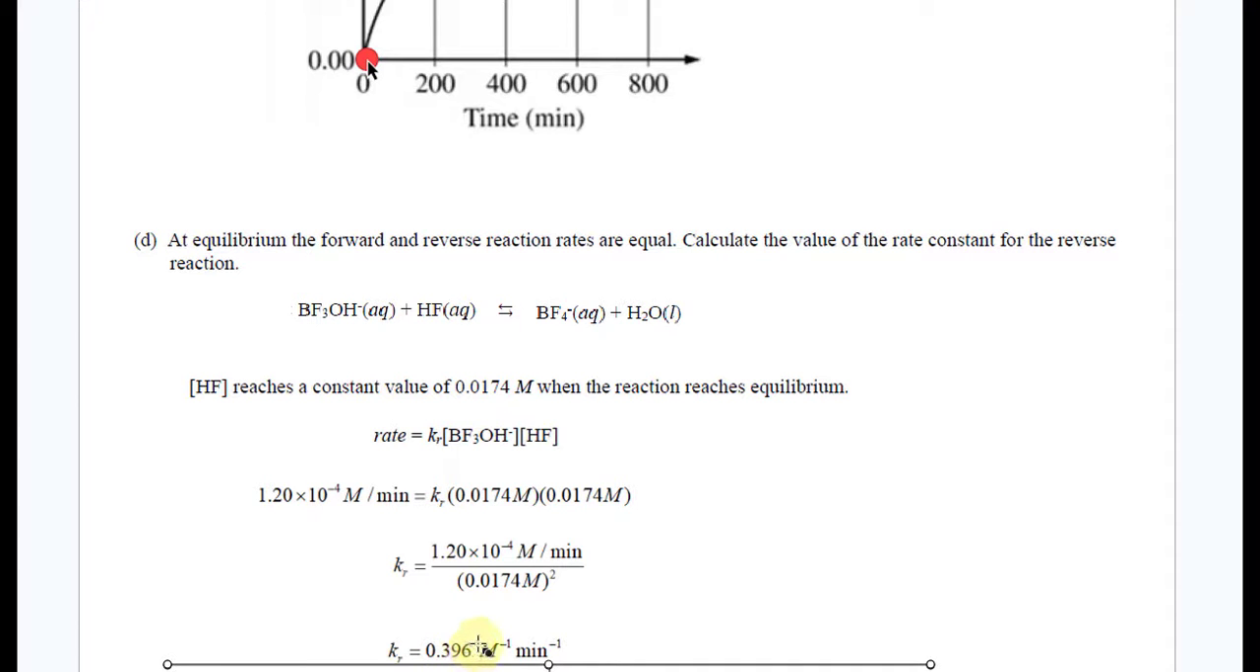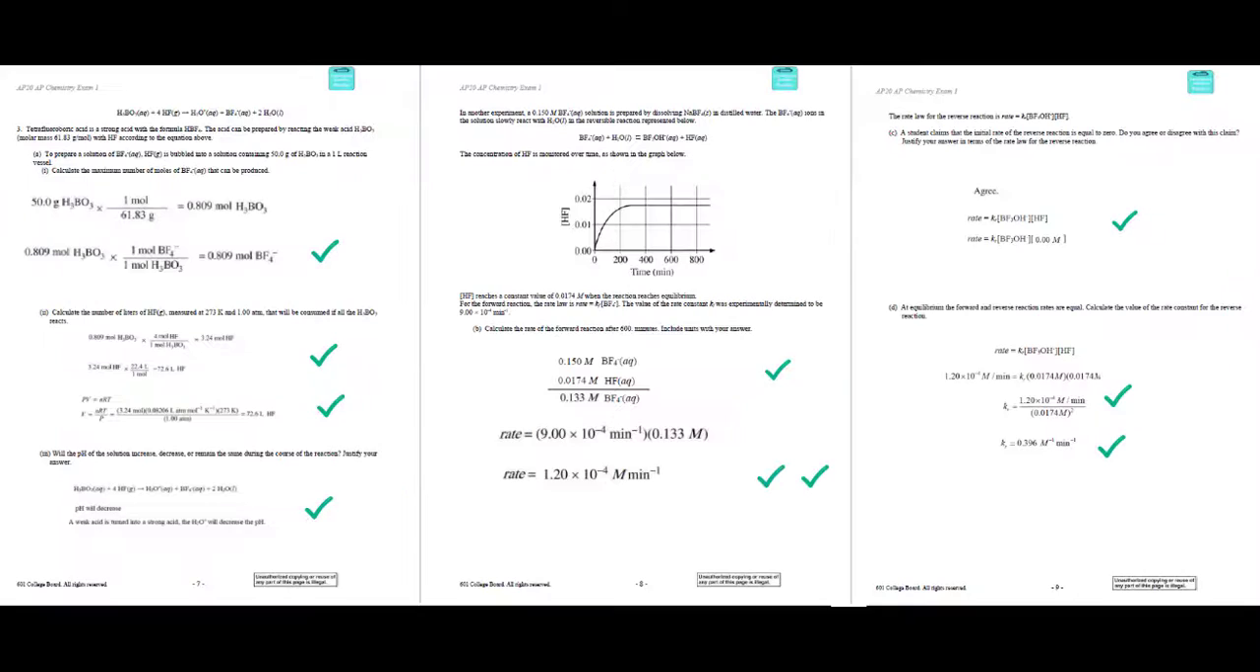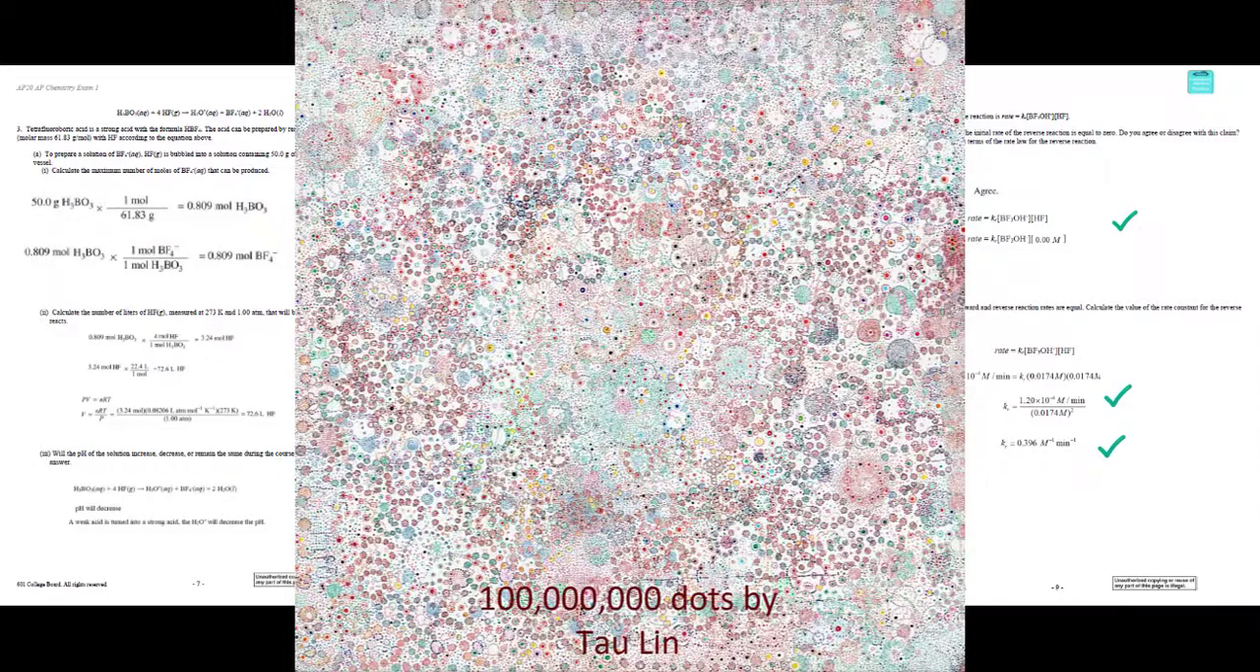The answer, 0.0396, is good, but without the unit, you'd lose the point. The point is earned for the appropriate numerical substitutions in the rate. You got a point for putting these numbers in, and then you got a point for the right answer with the correct units. So that's how it's graded. We just got 2 more check marks, and we've got our total of 10 points. Only 1 out of 100,000 students gets a perfect score on the AP exam.